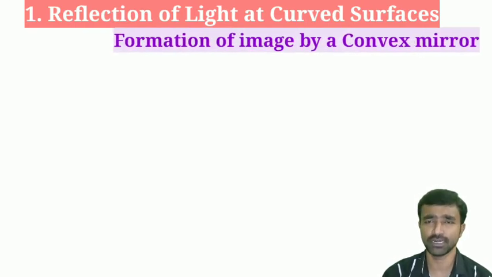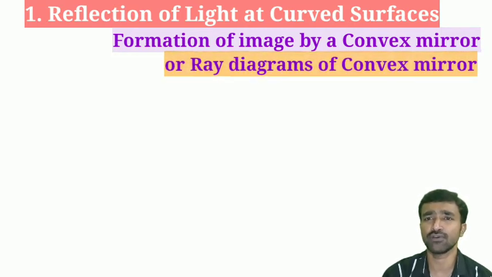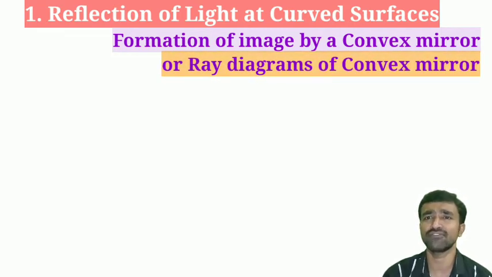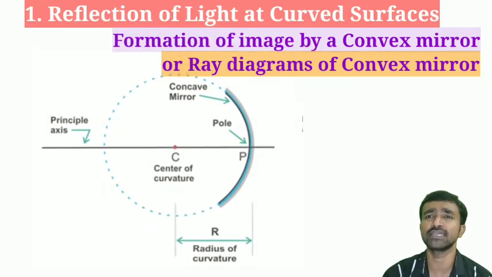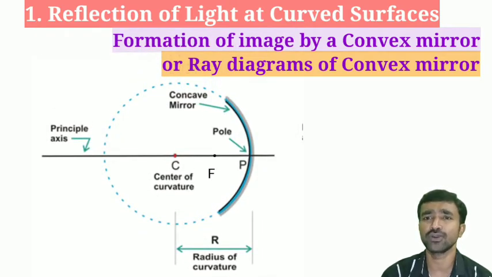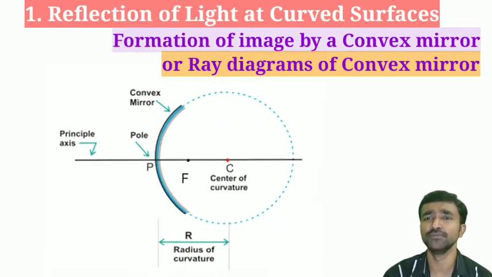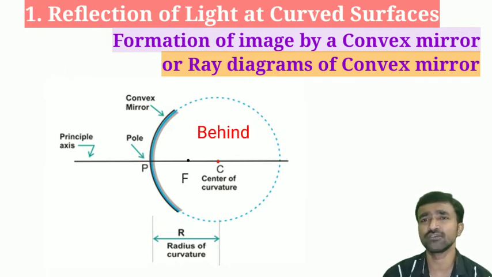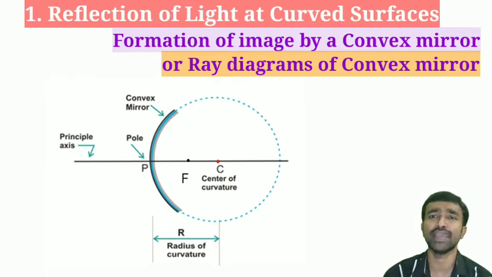In this video class, I will explain the formation of image by the convex mirror. In the previous class, you observed different positions in front of the concave mirror, because in case of a concave mirror, the focus and the radius of curvature are located in front of the mirror. But in case of a convex mirror, the focus and the center of curvature are both located behind the mirror.